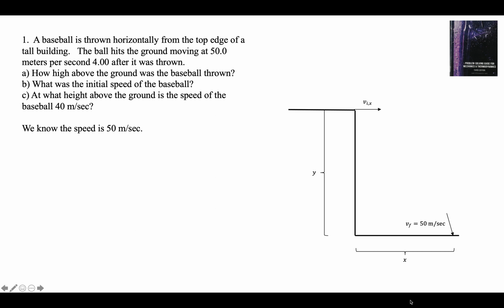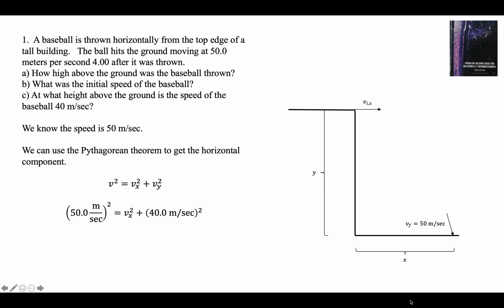So now we know the speed at the bottom is 50, and we know the vertical component of that is 40. We can use the Pythagorean Theorem. So the speed is 50. V sub x we don't know, but we know V sub y is 40. So we can calculate V sub x. It's a 3, 4, 5 triangle. So once we know the horizontal component of the speed at the bottom, that's the horizontal component of the speed everywhere, which means it's the initial horizontal component of the speed. And since the ball was thrown horizontally, the initial speed of the baseball was 30 meters per second.